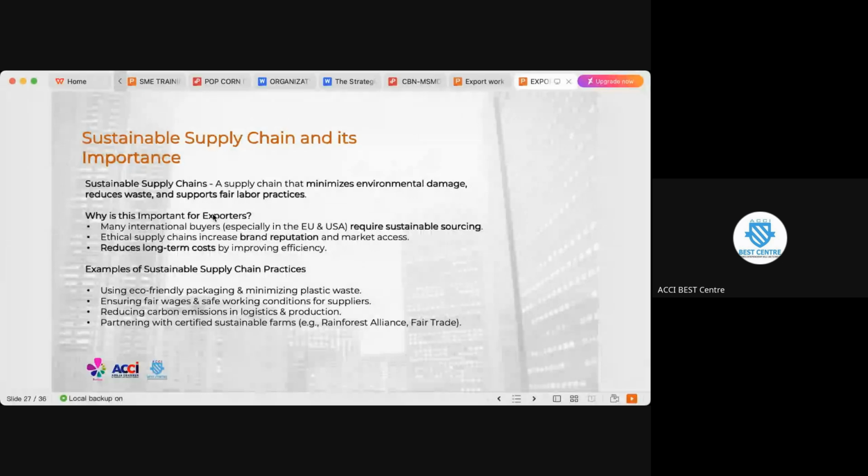Why is this important for exporters? Because many international borders, in fact, not even the buyers, in the international trade system, sustainable sourcing is required. How did you get this product? Where did you source this product? Who are the people that source this product? To the extent that more emphasis is also being laid on traceability.